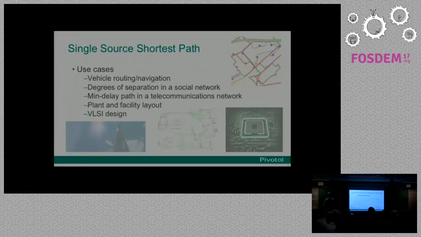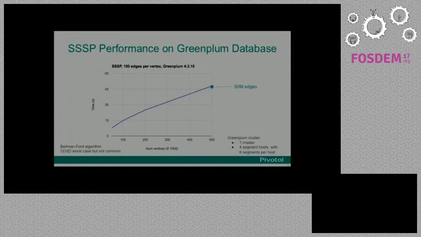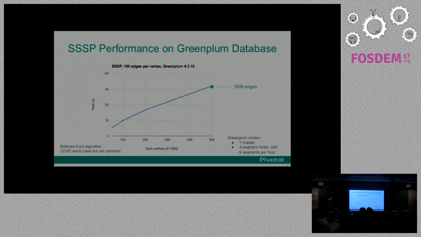The implementation that we did in MADlib, this is a performance curve. We use something called the Bellman-Ford algorithm. Bellman-Ford supports negative edge weights, but not negative cycles. And it runs in order of the number of vertices times the number of edges in the worst case. Normally it's much less than that, but that's the worst case configuration of a graph.